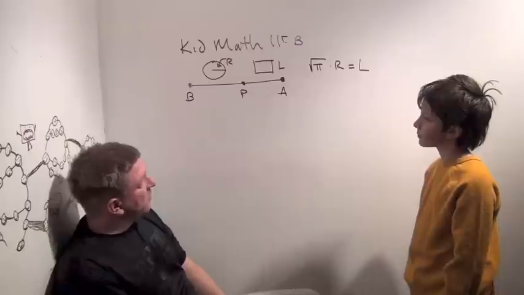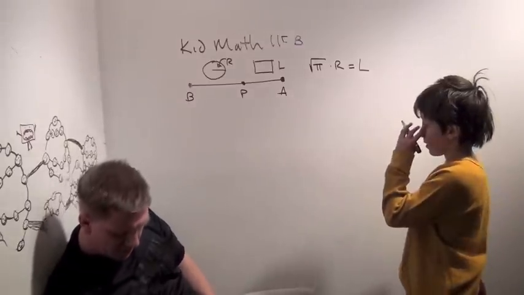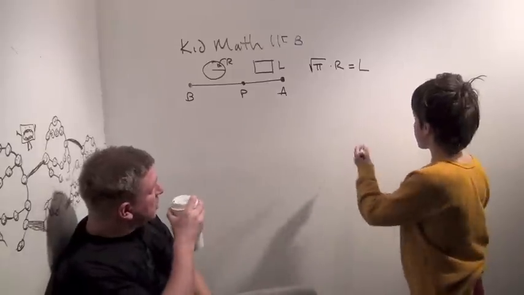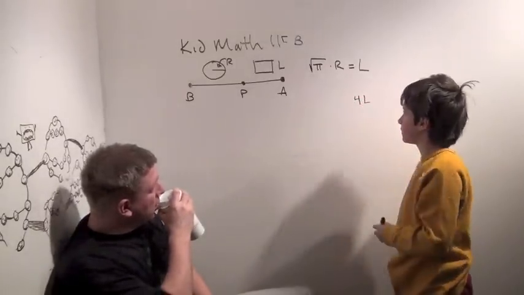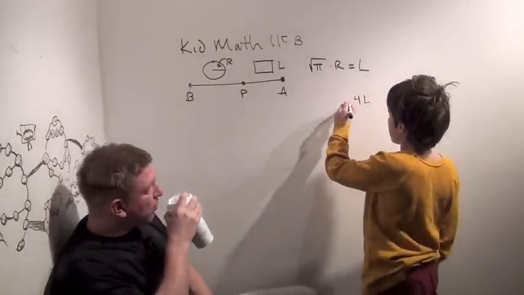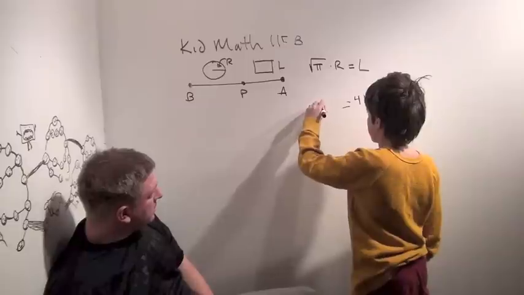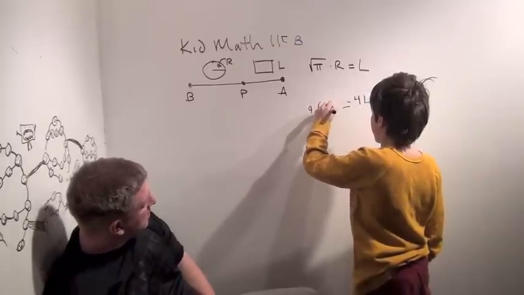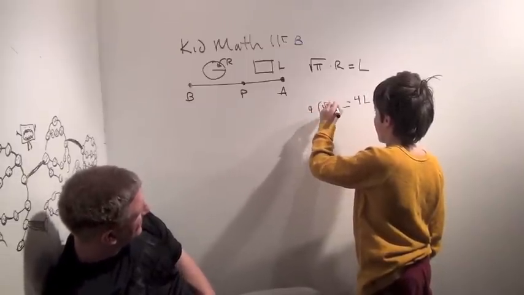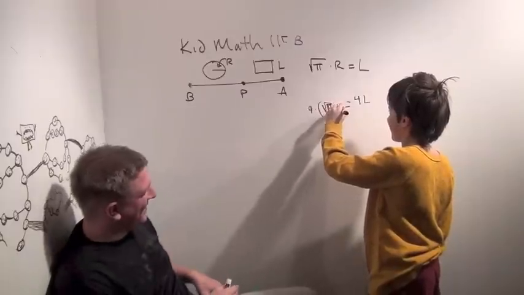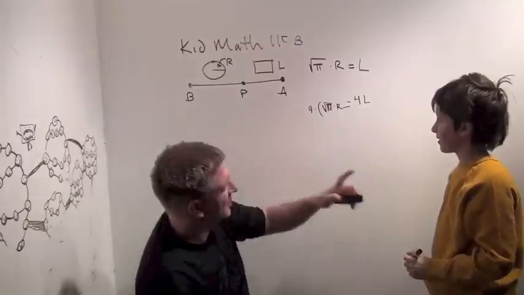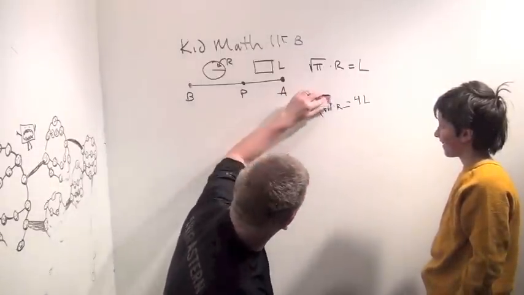Okay, awesome, that's great. What's the perimeter of the square? The perimeter of the square is just 4L. Okay. So it's just 4 times square root of pi times r.